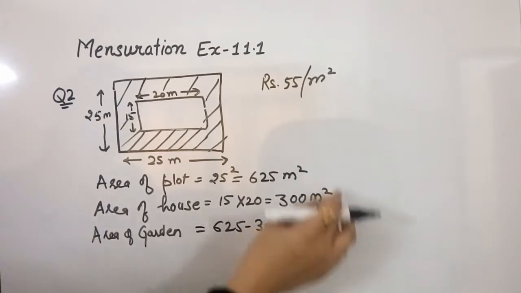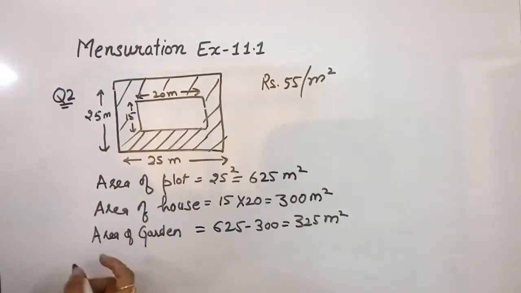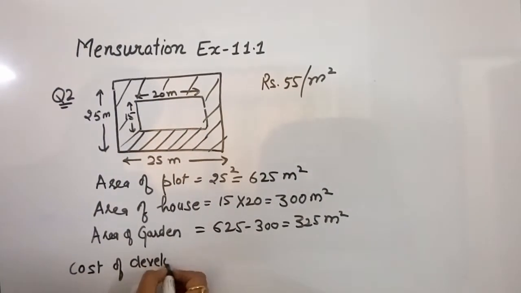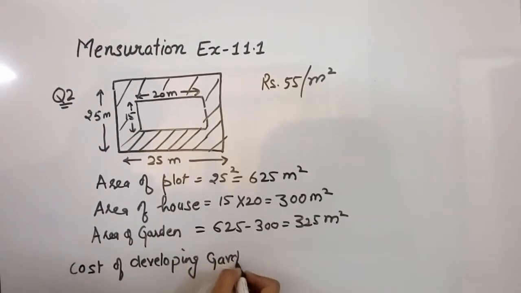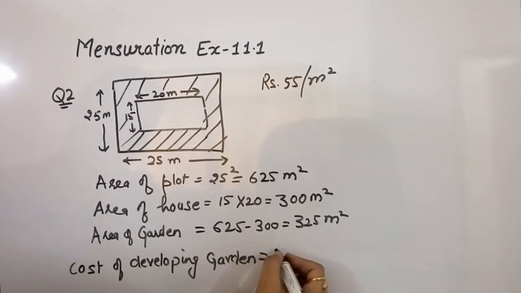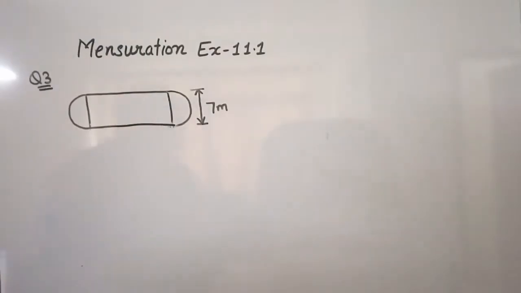So this is the area, and cost of developing this garden is 55 rupees per meter square. So cost of developing garden is 325 meter square into rupees 55. It comes out to be 17,825 rupees. That's it.